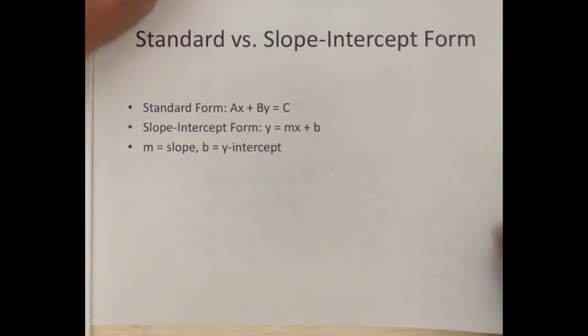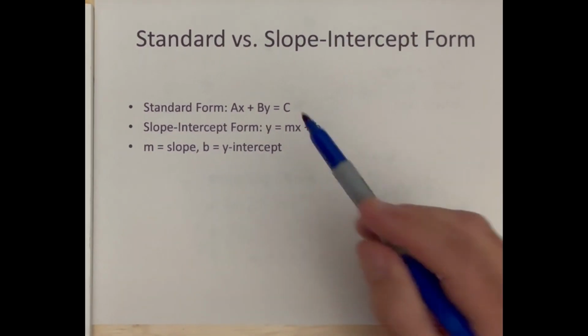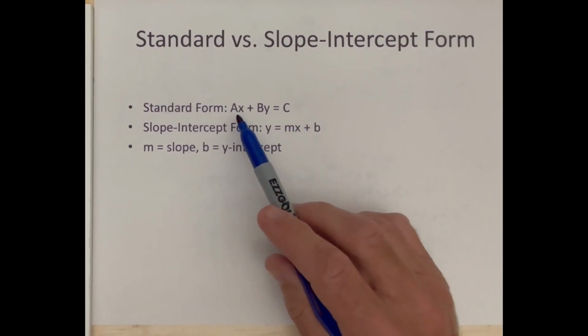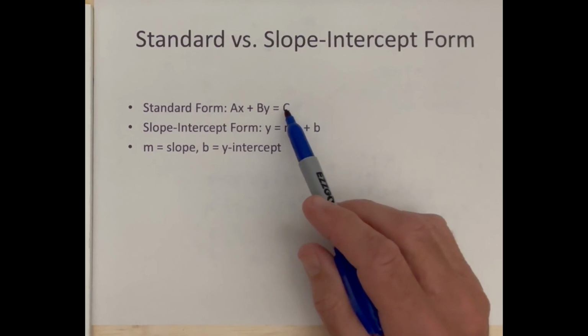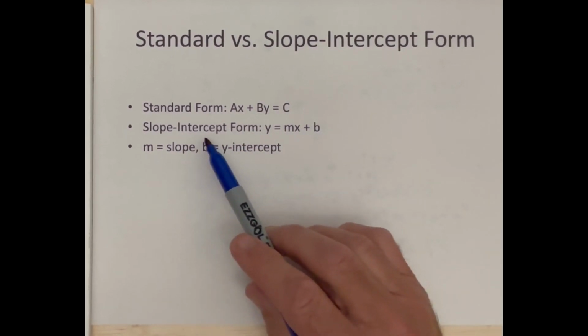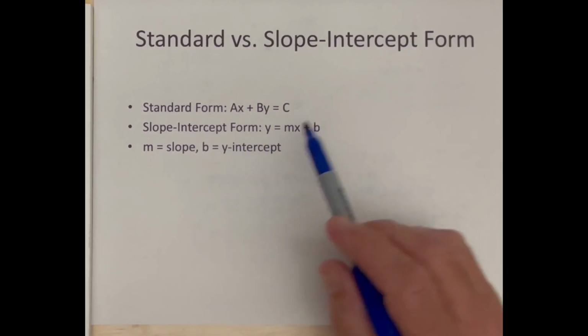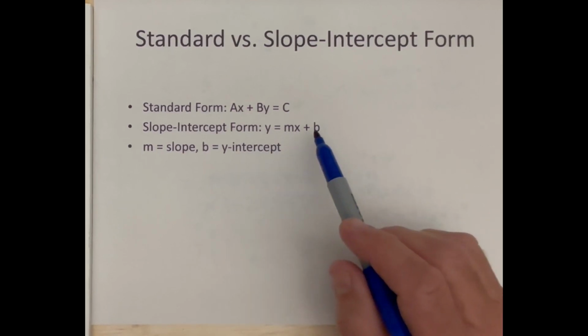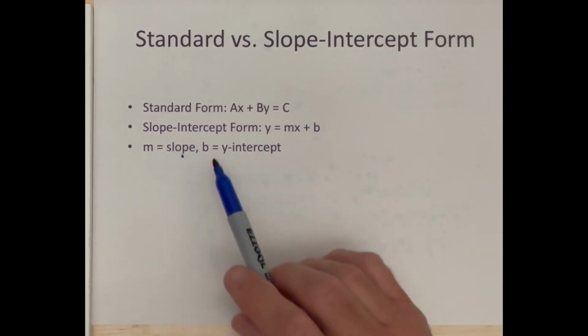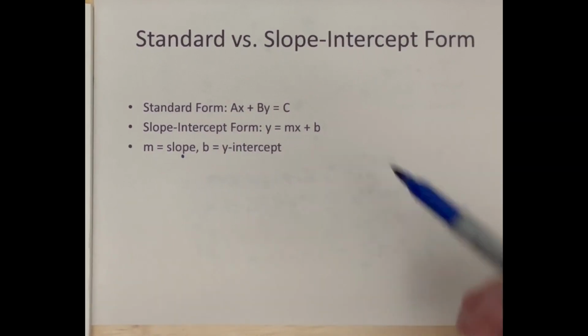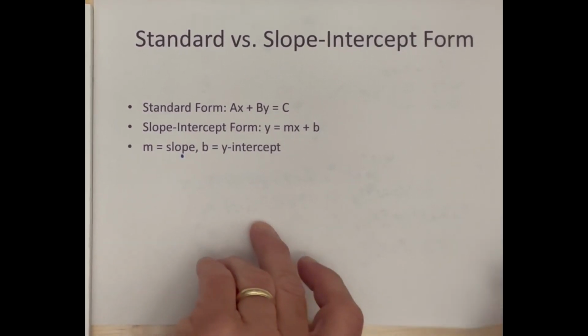Linear equations are typically written in the general form or standard form, ax plus by is equal to c, and the slope-intercept form, which would most commonly be seen as y is equal to mx plus b, where m is equal to slope and b is equal to the y-intercept. That's the most common way you'll see this.